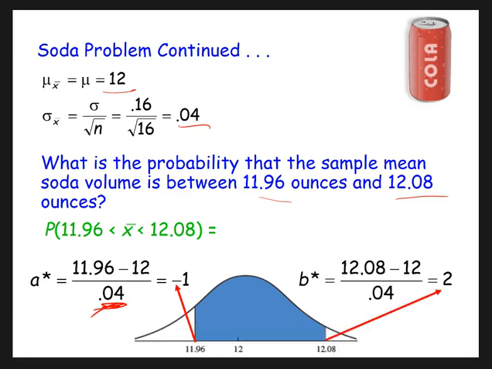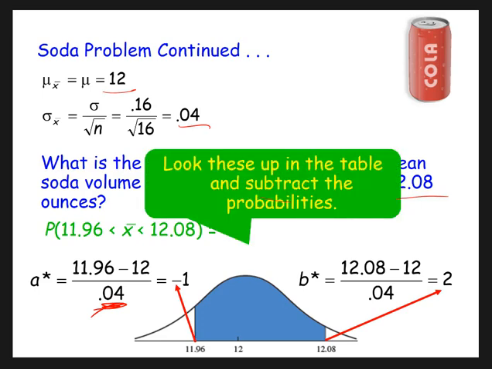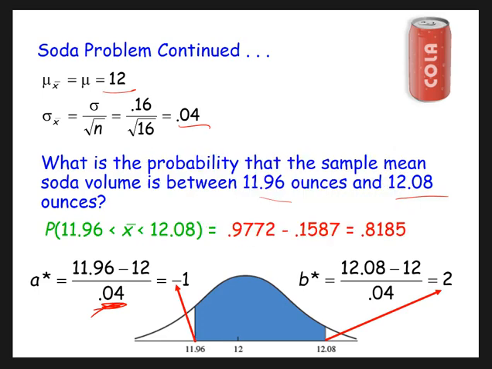So we calculate those z-scores from -1 to +2, and we find that probability. This is going to be the probability of z being less than +2. This is the probability of z being less than -1. We subtract those to get the probability of being between those values.